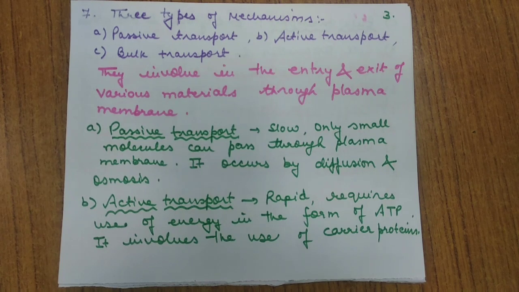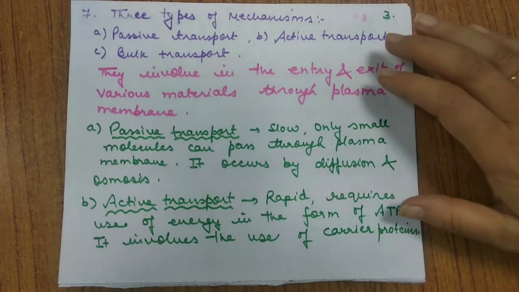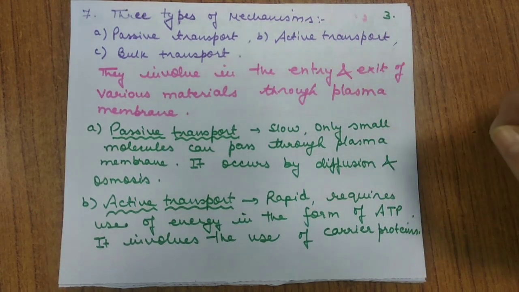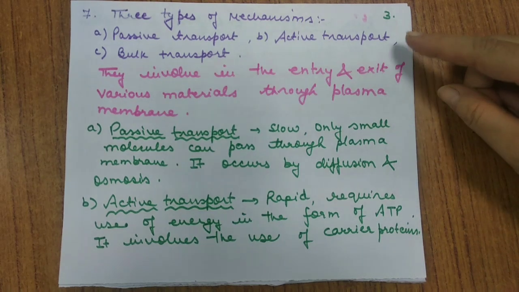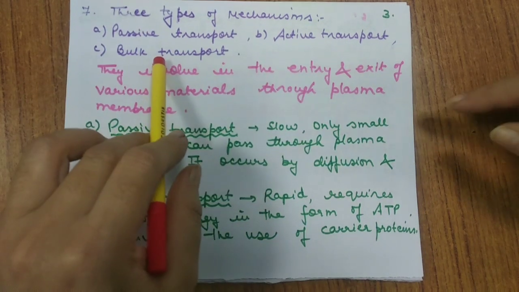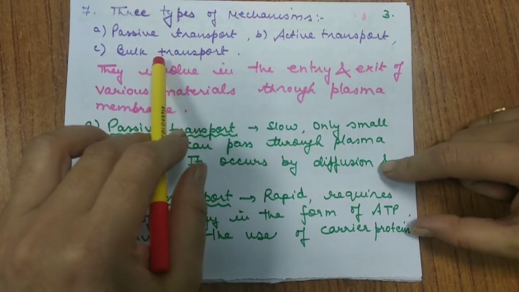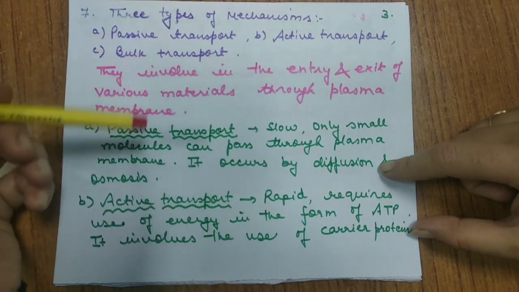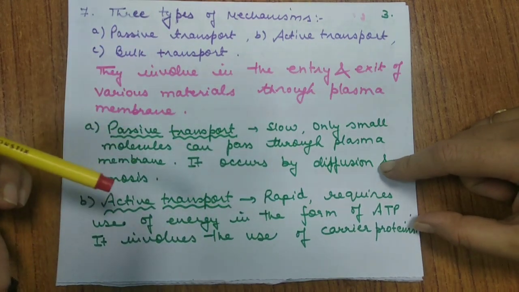Now after this we'll move to the next topic, how the transport of material takes place across the cell membrane. So we consider that there are three types of mechanism to show the transport of material. We have passive transport, we have active transport, and we have bulk transport. All these three basically involve the transport of material. We'll discuss one by one.